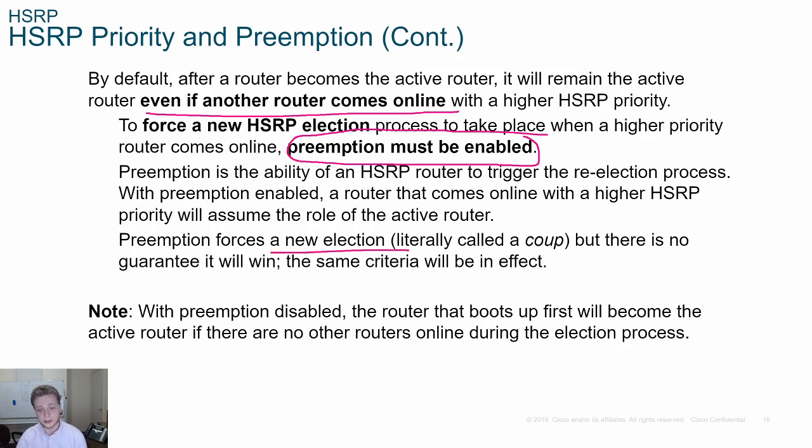Preemption will force a new election, literally called a coup. If you're not familiar with what a coup is, it's the idea of overthrowing a government, usually violently. Trying to think of a good example. Think of America's independence as a coup against England. You could say that.